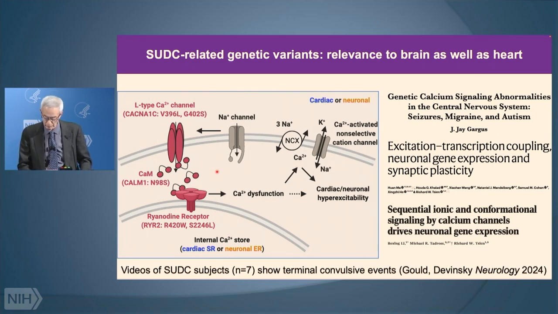So the jury is still out about whether it's a cardiac disease or a neuronal disease or both. The heart disease could kill you because of an arrhythmia. The neuronal disease could cause epilepsy and an effect on breathing.